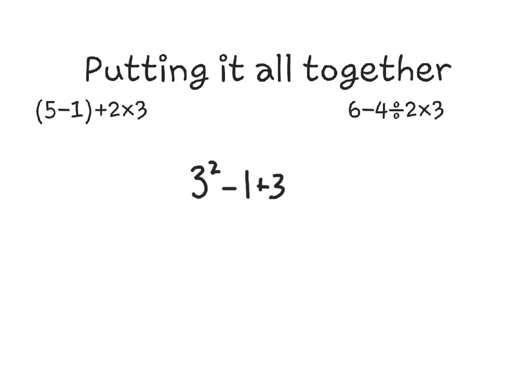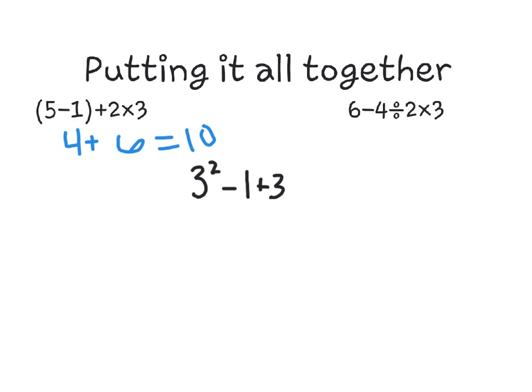Let's take a look at putting all these operations together in equations. Let's look at our first problem. 5 minus 1 in parentheses plus 2 times 3. We know that the parentheses comes first, so 5 minus 1 equals 4. There's no exponents here, so we move right on to multiplication. So then the 2 times the 3 is going to equal 6. And then our last step is that addition sign between them. So our total is going to be 10.